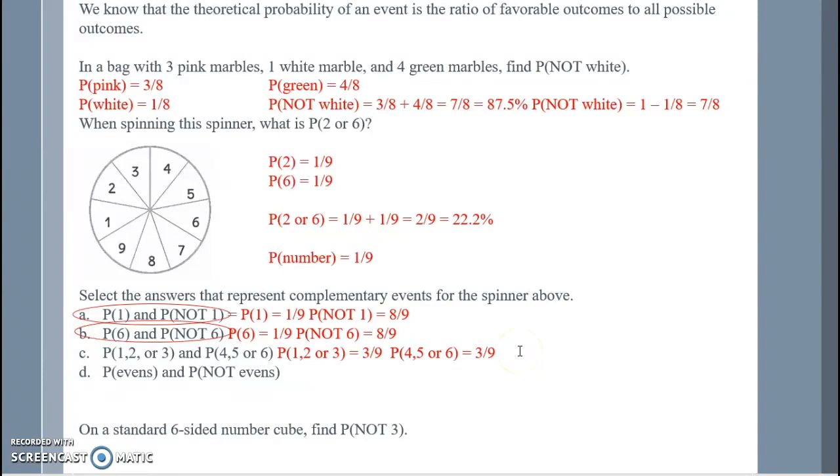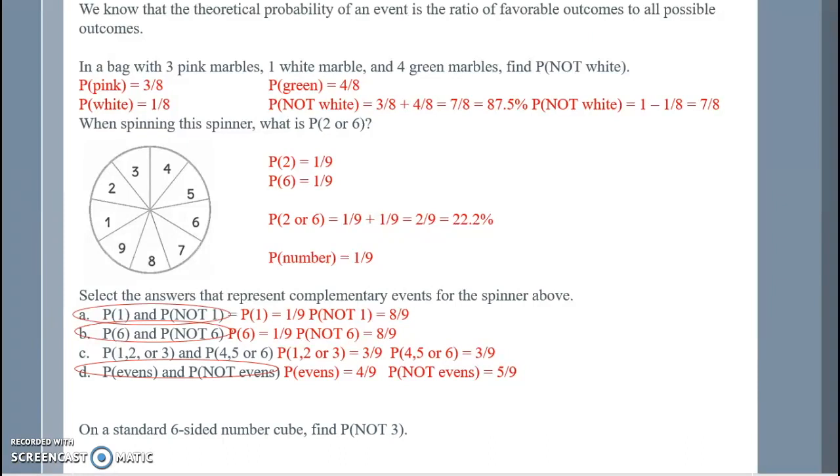The probability of getting an even and the probability of not getting an even. The probability of evens is 4/9. And the probability of getting a not even is 5/9. Since the probabilities add up to 100%, these two make up a complementary event.